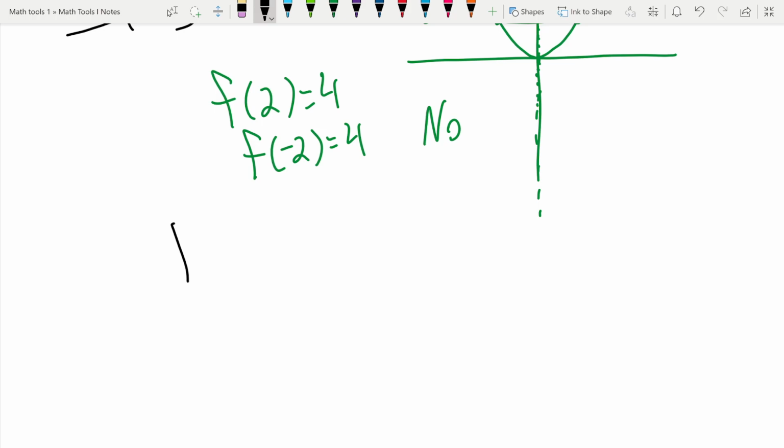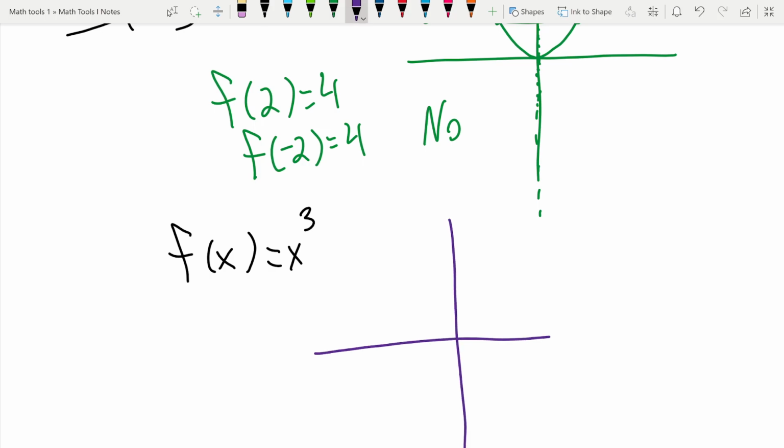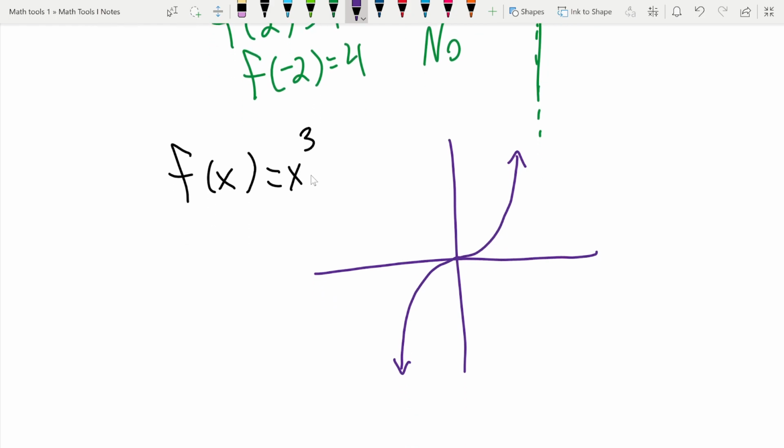Some other graphs, maybe we look at f of x equals x cubed. Okay. So again, just doing quick sketches of these graphs based on the parent graphs that we looked at. This one, everything looks perfectly fine. It's not going to fail that horizontal line test anywhere. If we draw a horizontal line anywhere here, it's only going to pass through one point. So it looks like, yes, this is going to be invertible.